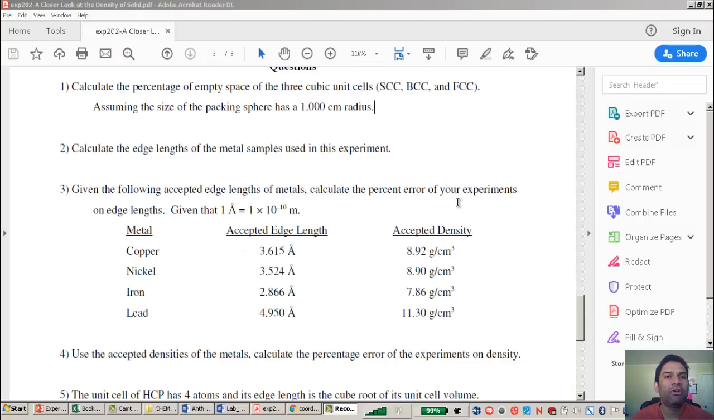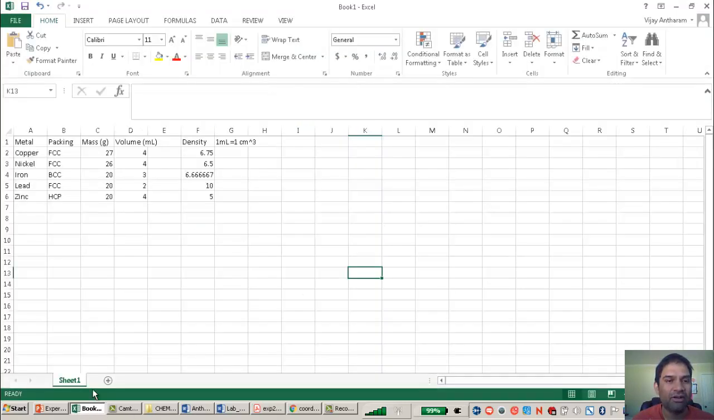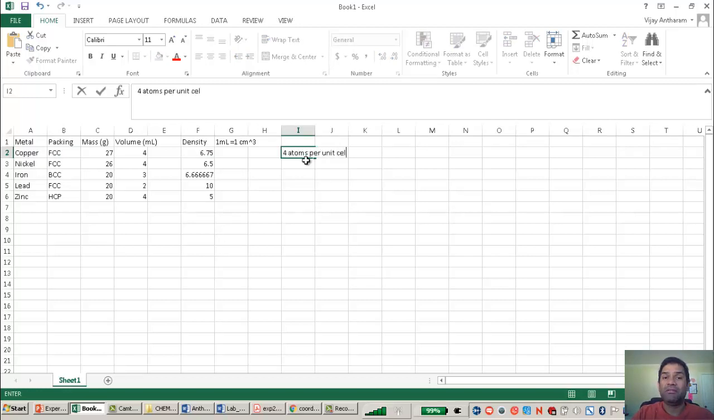So let's go over post-lab question number 2. Calculate the edge length A of the metal samples used in this experiment. So the first thing we want to do is we got our density. Going back to our data here, I got a density for copper of about 6.75 grams per centimeter cubed. And copper is FCC. FCC means there's 4 atoms per unit cell. So there's 4 atoms per unit cell in copper.